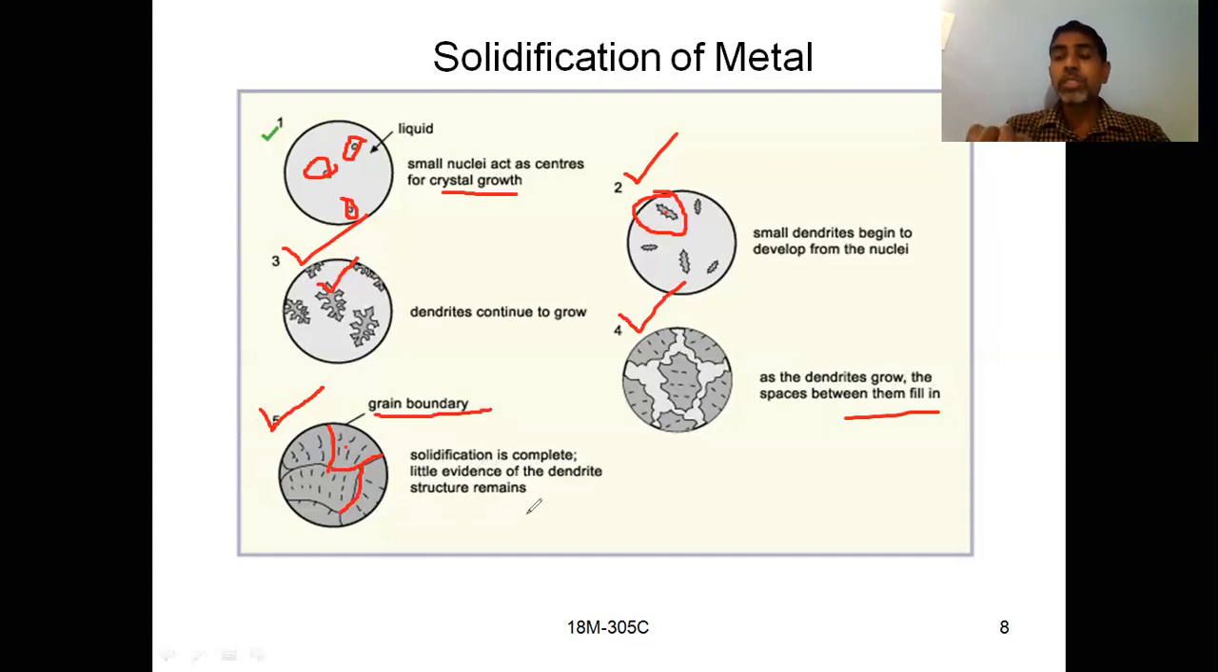Only small amounts of dendrite structure will be visible, but when the dendrites touch each other, what will happen? You are going to get grain boundaries. So in these 5 steps, you are going to get the solidification of metal. Okay, so these 5 steps are very important in the solidification of metal. So with this diagram, you have to explain the solidification process of a metal.